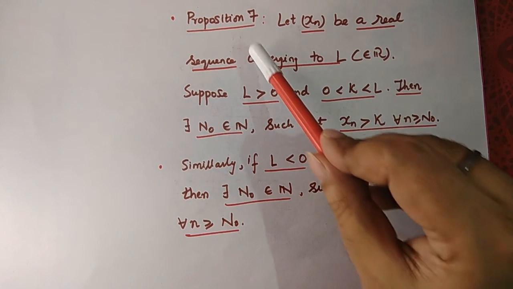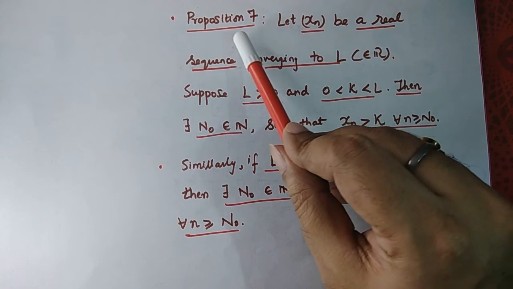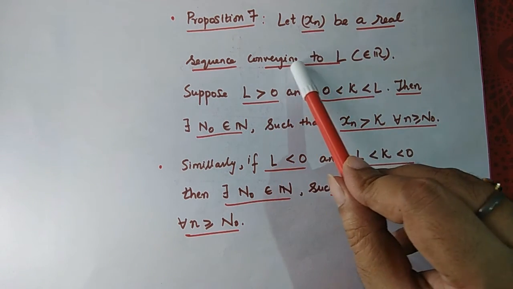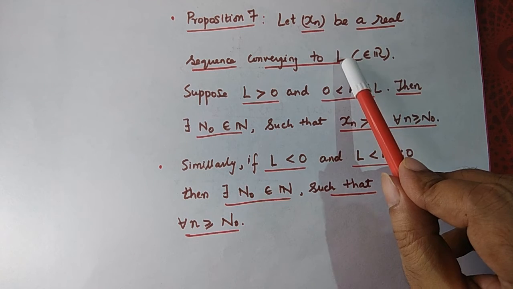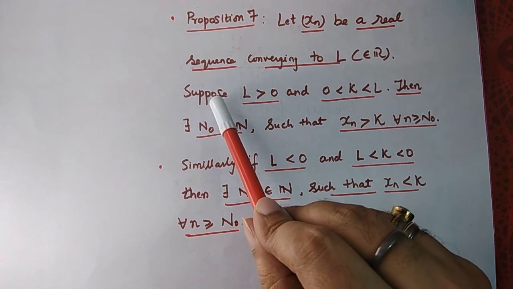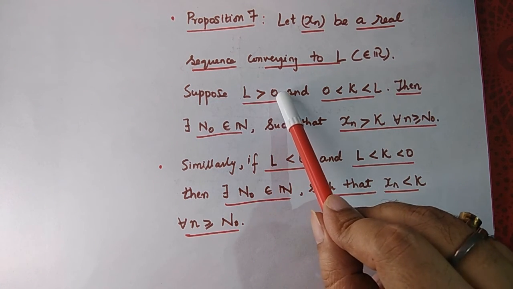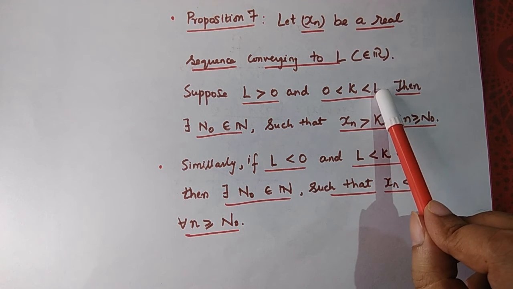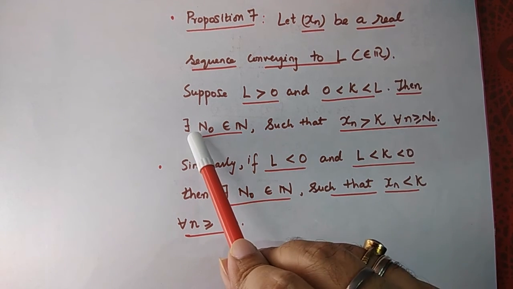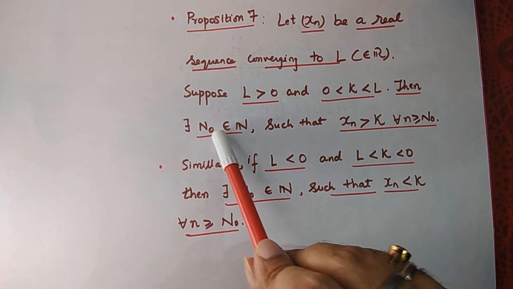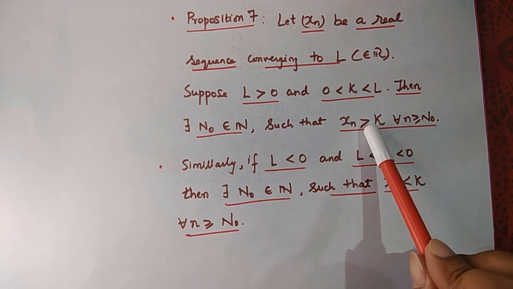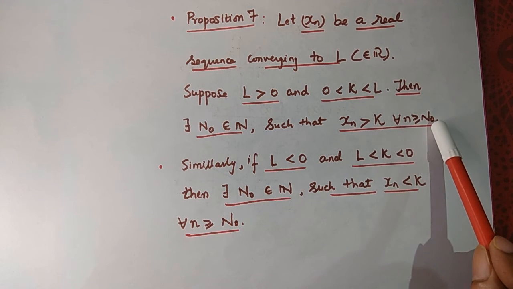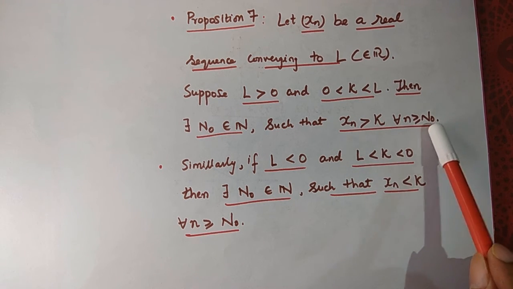Let us see another useful proposition, proposition 7. Let xn be a real sequence converging to a number L belonging to R. Suppose L is greater than 0, and let k be some number between 0 and L. Then there exists a natural number n naught such that xn is strictly greater than k for all n greater than or equal to n naught.